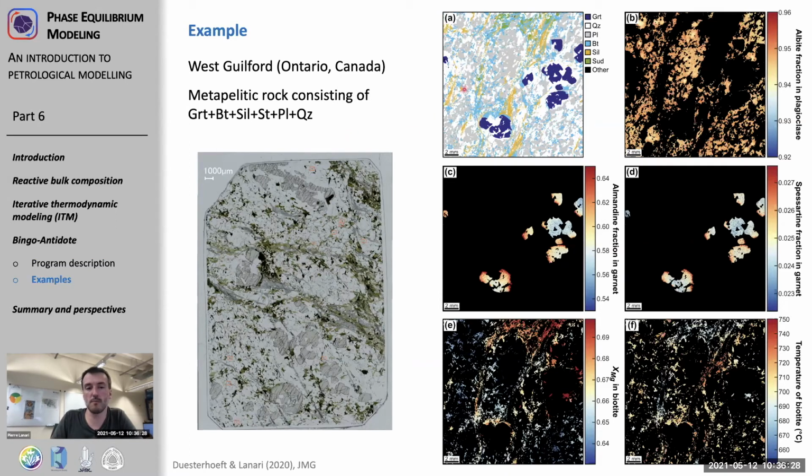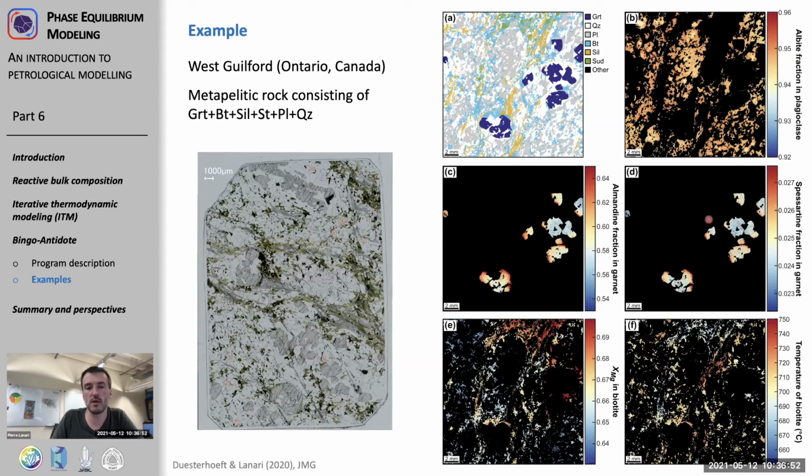I ran a compositional map in Bern, and it's quite a large area again. The scale bar here is 2 millimeters, so it's half of the thin section that we mapped. And you see the distribution of the different phases. I showed you some compositional maps to show that some of the phases are not zoned. For example, plagioclase, the composition is quite homogeneous here for the albite fraction.